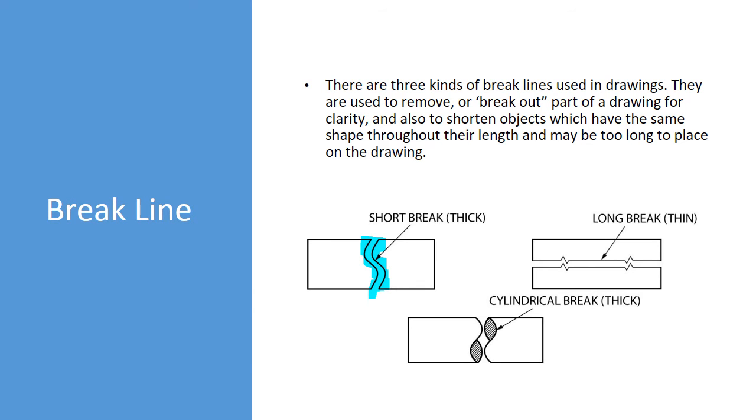Break lines. There are three kinds of break lines used in drawings. They are used to remove or break out a part of a drawing for clarity, and also to shorten objects which have the same shape throughout their length and may be too long to place on a drawing. So if you've got an I-beam that was 57 feet long, and the only thing you really wanted to show on it was the ends, you'd use these break lines.